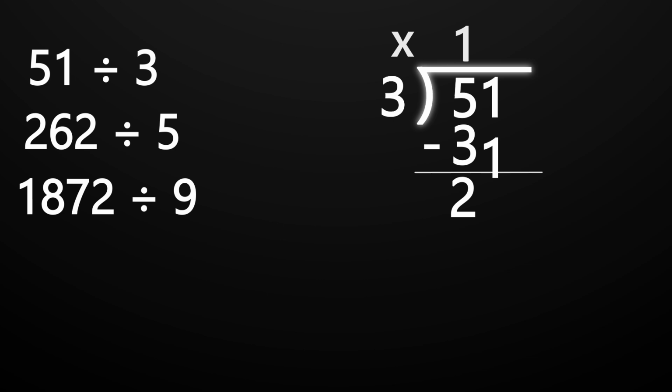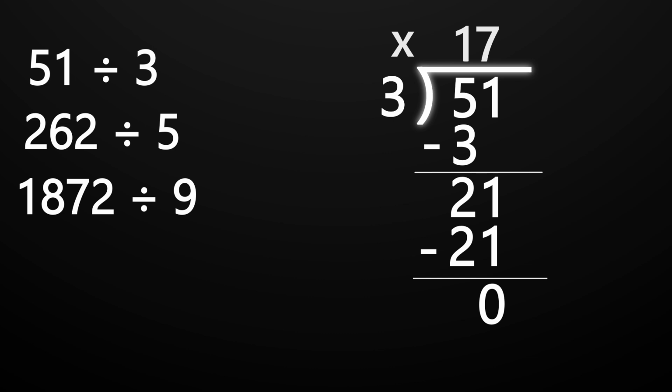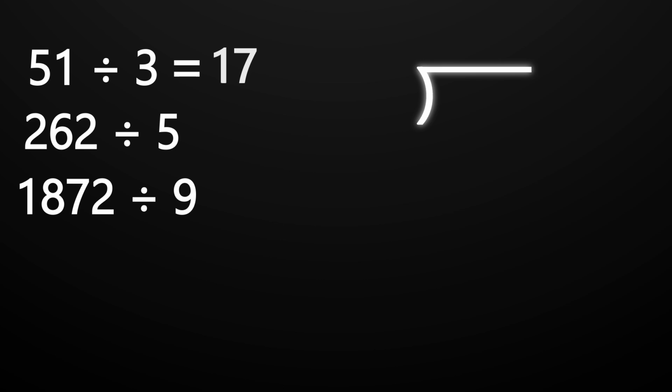Then bring down the next digit from the dividend, which is 1, giving us 21. Now repeat the process. How many times does 3 go into 21? That one's a perfect fit. 3 times 7 equals 21. So we write 7 next to the 1 in the quotient. Multiply and subtract. 21 minus 21 is 0. There are no more digits left to bring down, so we're done. The final answer, 17.